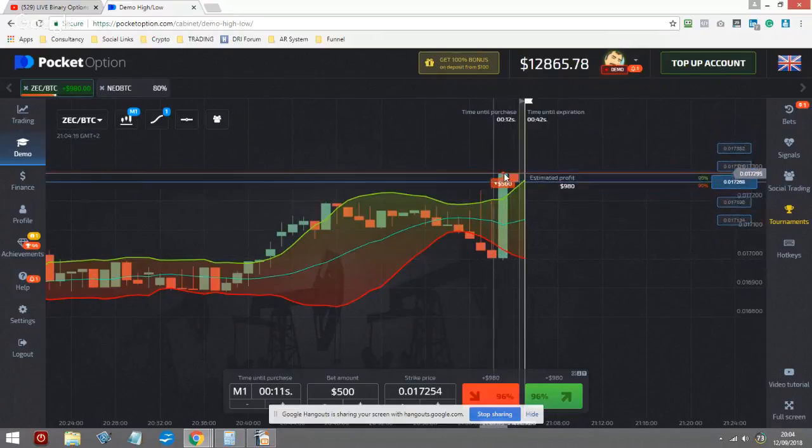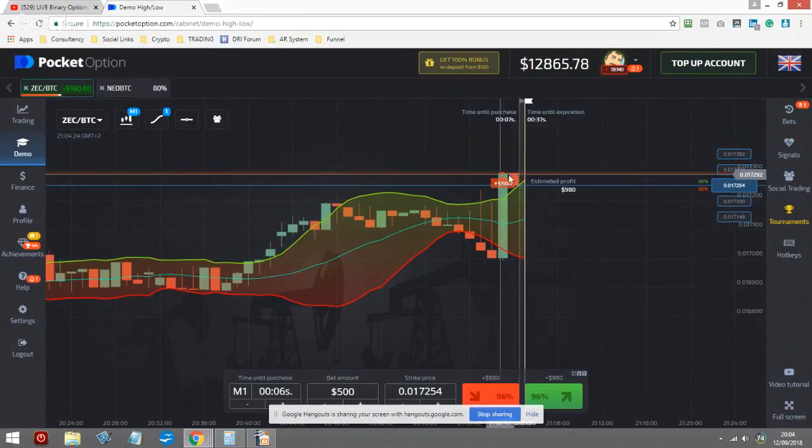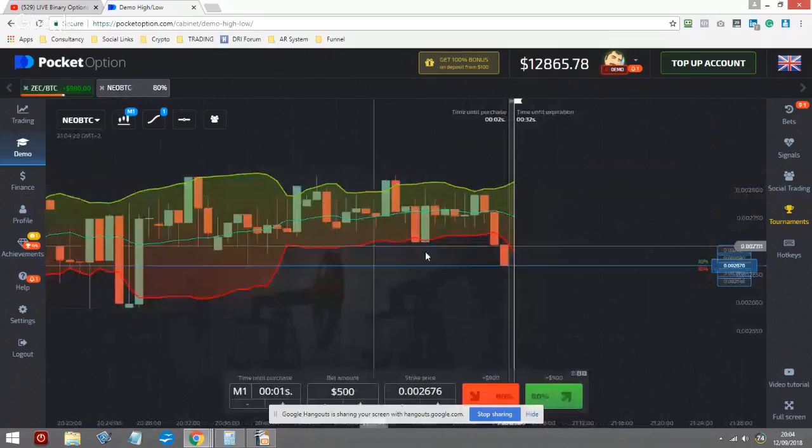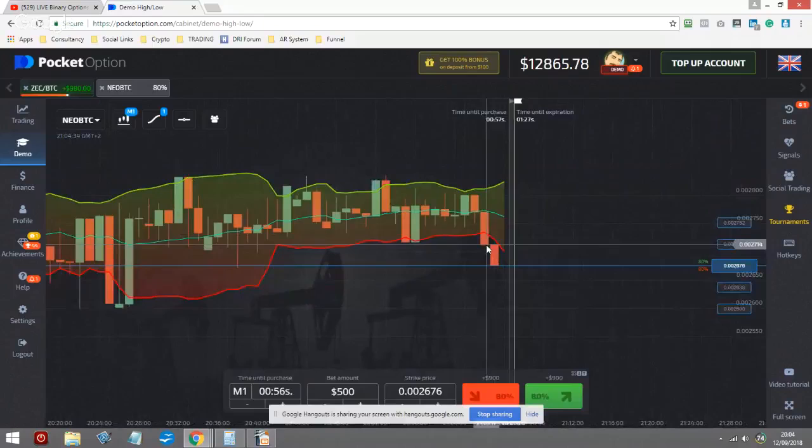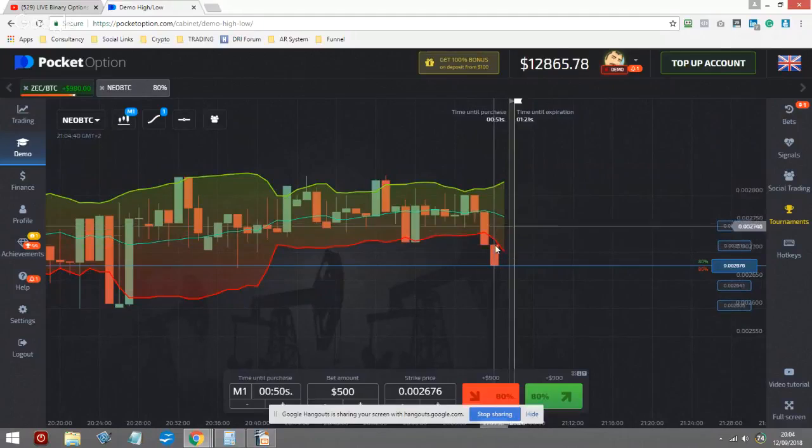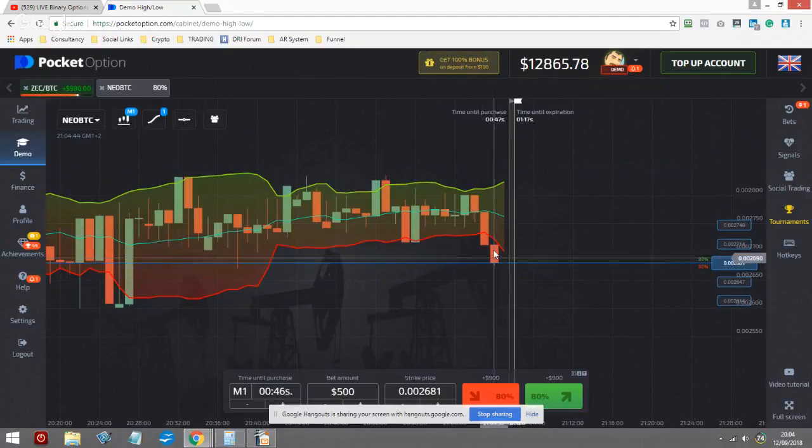So that's why I placed that speculative bet here. Let's just quickly go over to Neo BTC. Similar thing here. Okay, so we would have placed a bet here. It came out of the Bollinger Bands. We would have placed an up bet here. But again, here it's gone in reverse, it's reversed. So we would have lost that bet. So now you might be looking to place a second up bet for it to go up there.